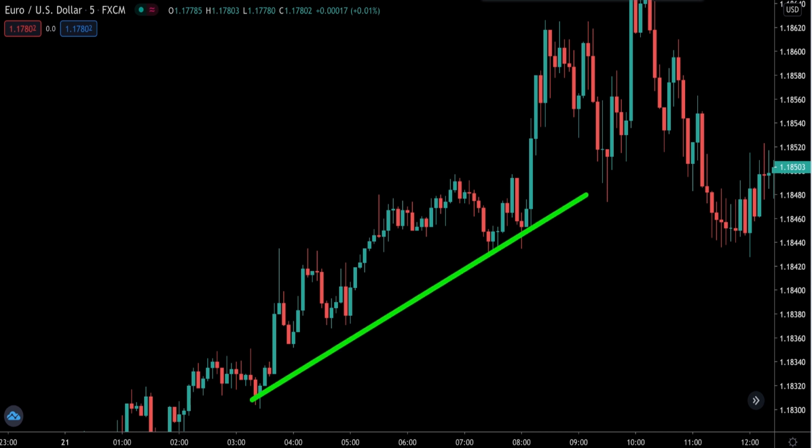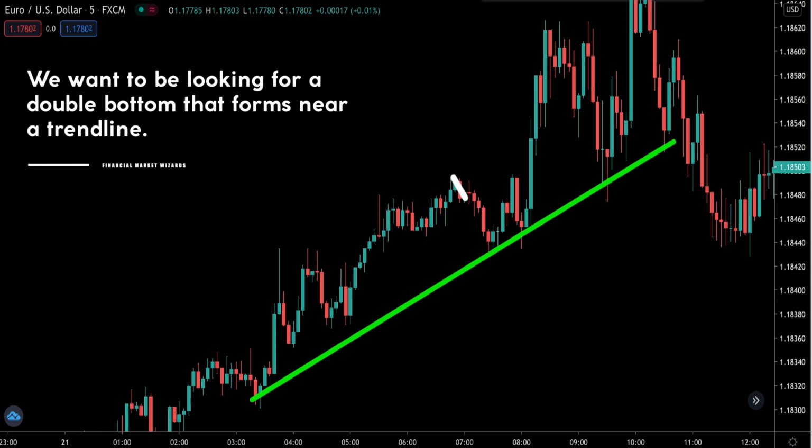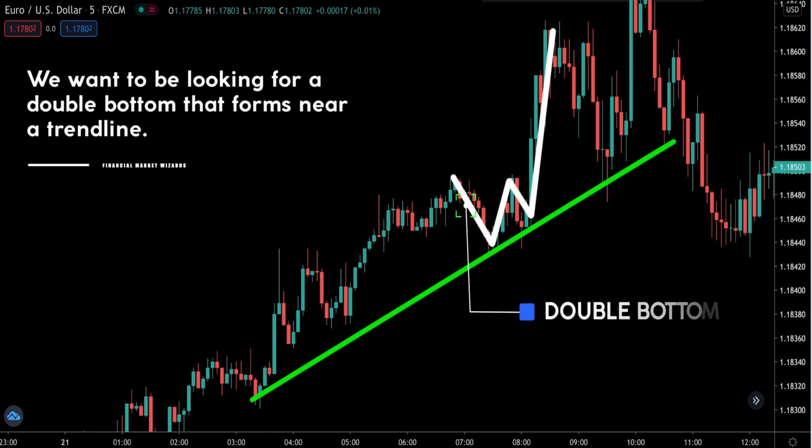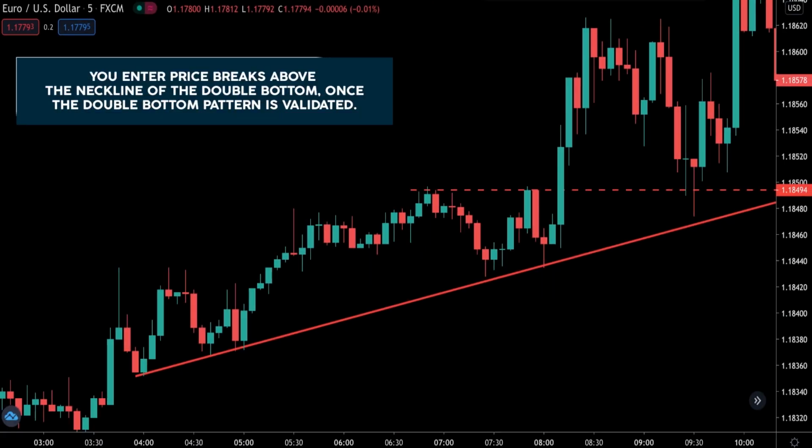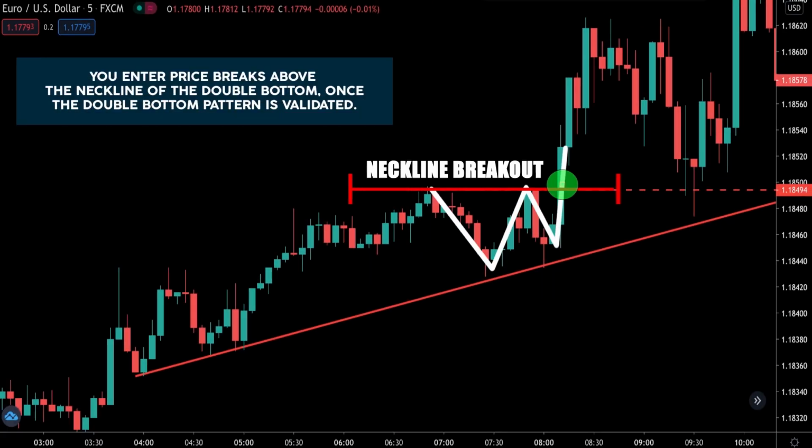We have an upward trend line here on a 5-minute time frame. In this case, we want to be looking for a double bottom that forms near that trend line. This pattern sits nicely at the trend line, and since we already know that the market is in an uptrend, it greatly enhances the probability of this pattern working out. Compared with trading the double bottom in isolation, it should be obvious that this trading method has a higher likelihood of success. You enter once price breaks above the neckline of the double bottom.